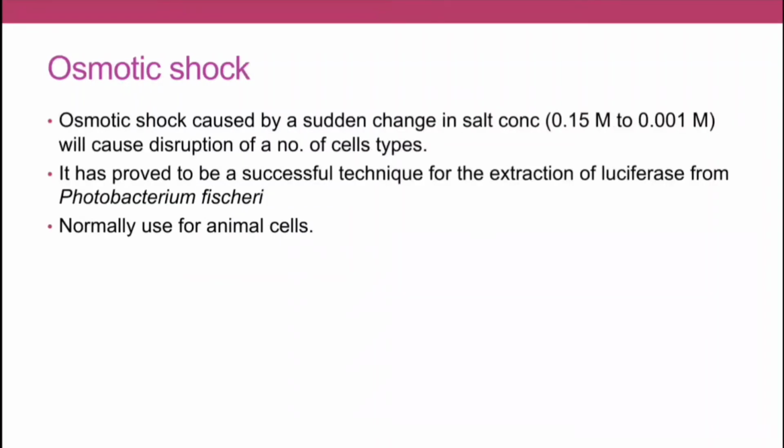Then next is osmotic shock treatment. Osmotic shock is caused by a sudden change in salt concentration, that is 0.15 molar to 0.001 molar concentration NaCl, which will cause disruption of a number of cell types. It has proved to be a successful technique for the extraction of luciferase from Photobacterium fischeri. Normally, we use animal cells for disruption by this osmotic shock treatment.